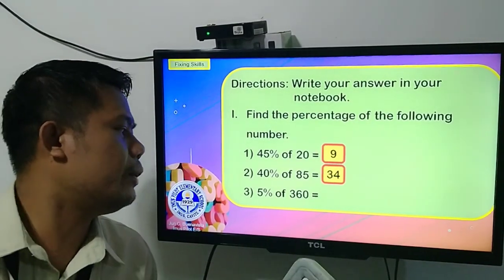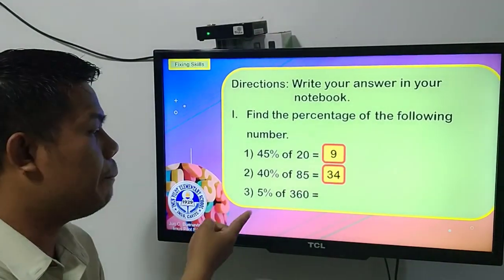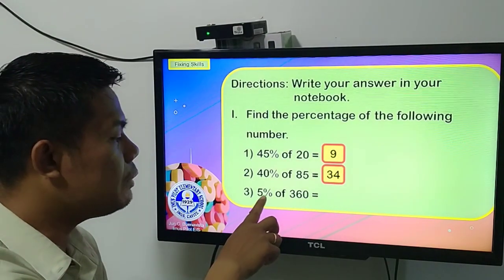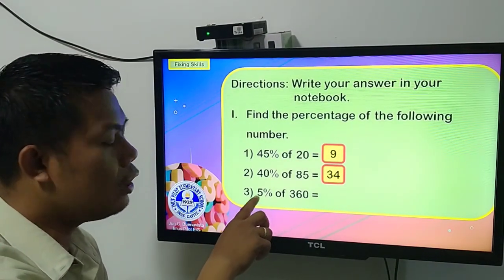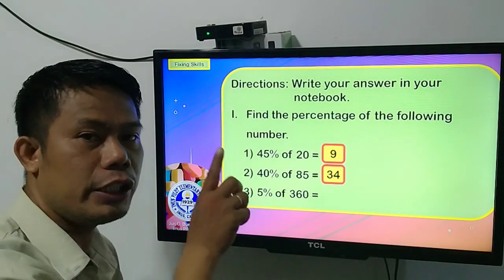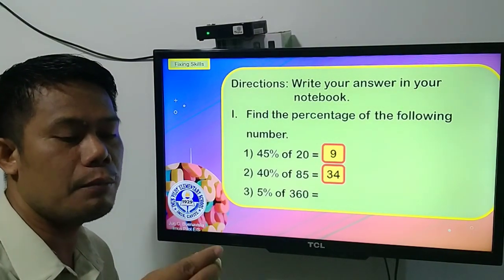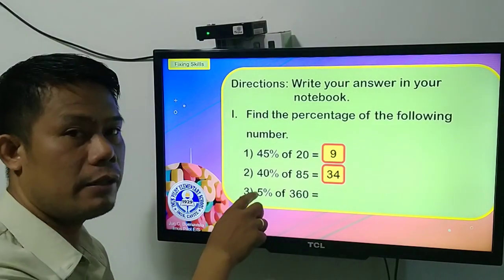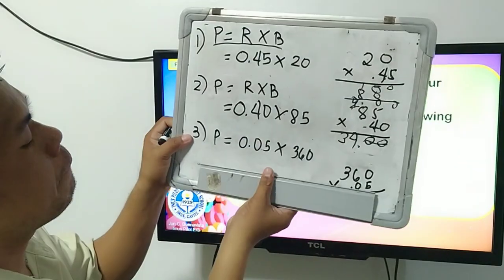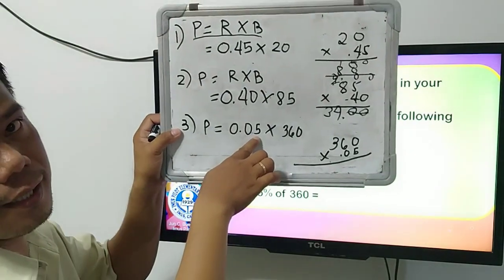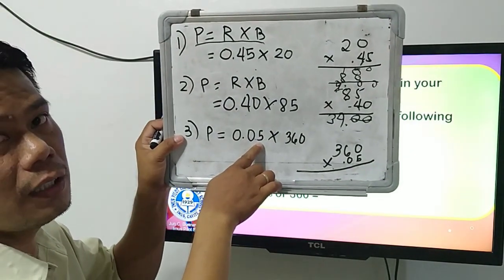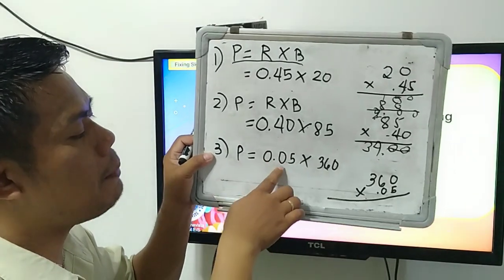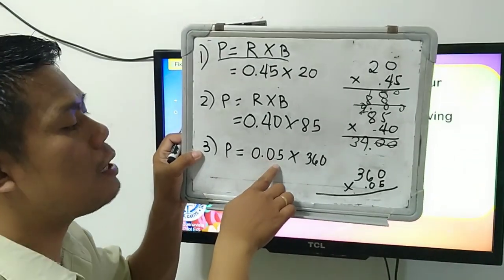Okay, now number 3. So look at number 3. We have 5% of 360. If we're going to move the decimal point twice, there is only 1 digit. So in order to complete the movement of the 2 decimal places, we're going to add 0 here. So it becomes 5 hundredths. Can you follow? It's not 0.5, that is wrong. That is 5 hundredths or 0.05.